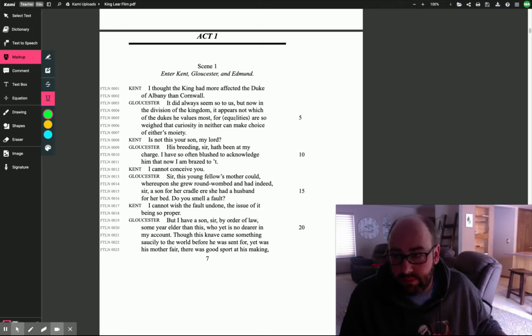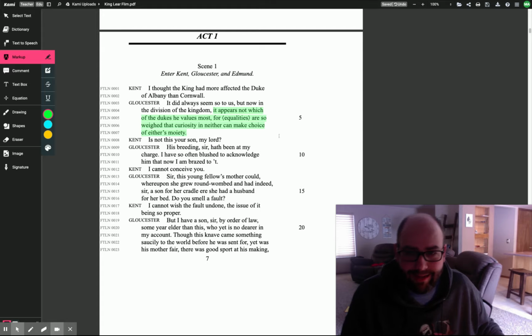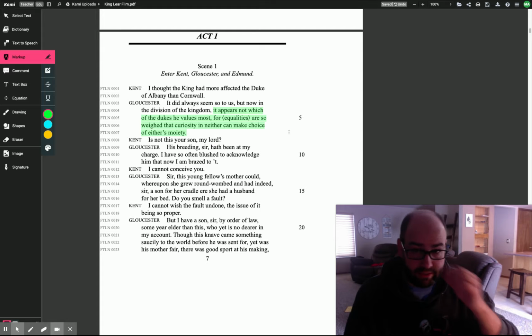We're going to highlight some stuff in green already. We're going to highlight all this. Oh, that's underlining. Come on. All right, here we go. There we go. So that's some good plot stuff.